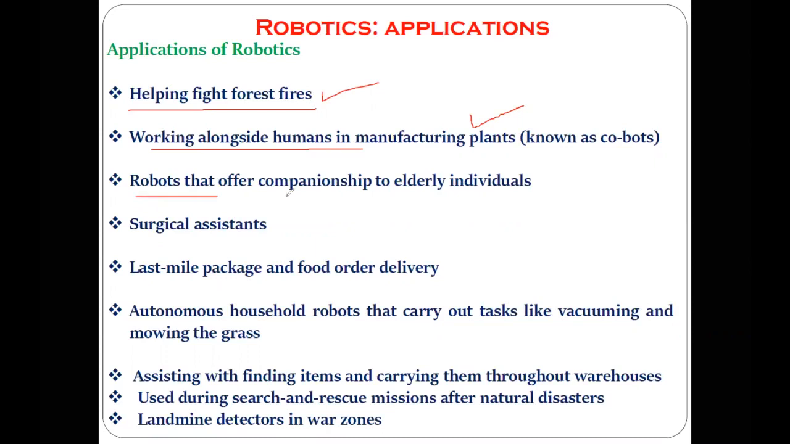The robot can also work as a companion to elderly individuals. Companion means what? Companionship to the elderly individuals. What is this?